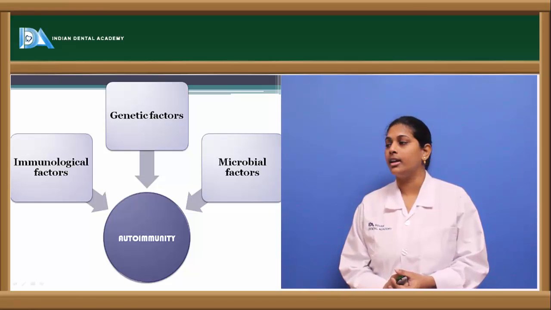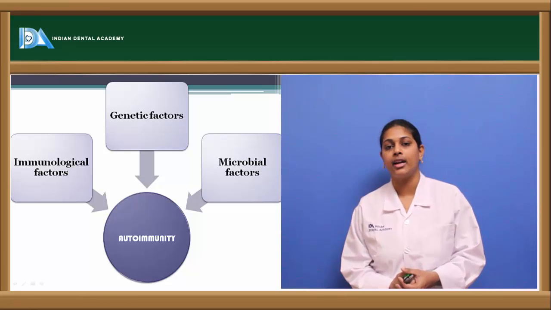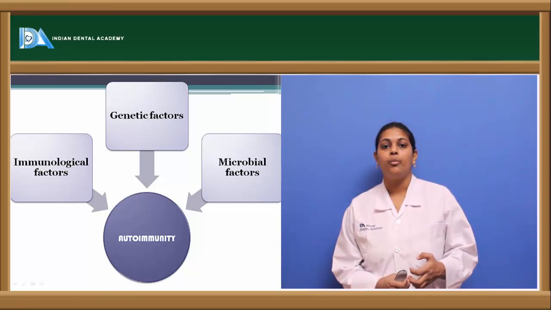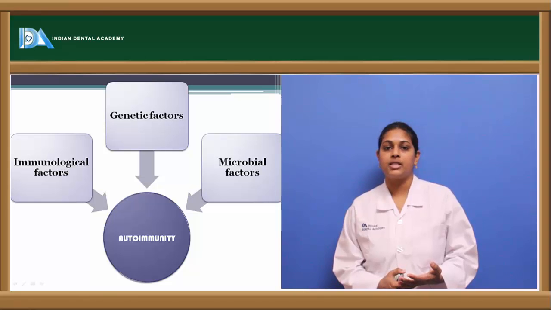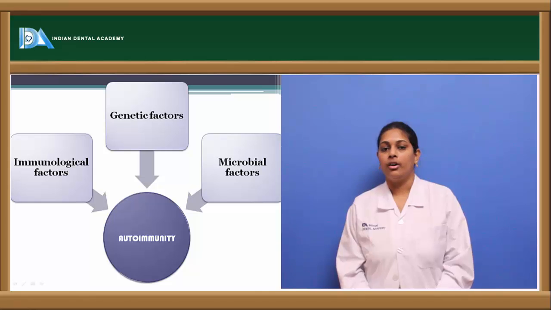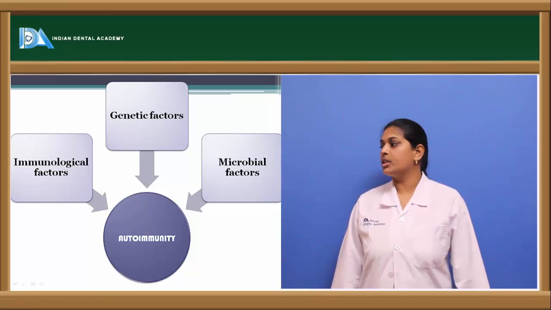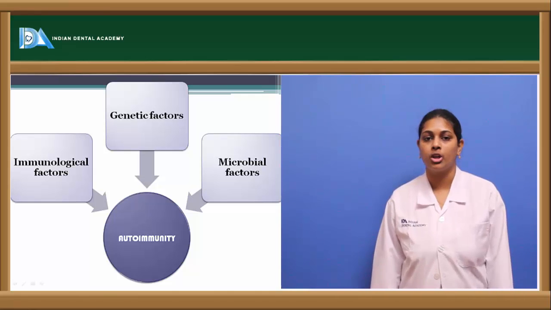This is what we see in cases of immunological factors. Other than that, we also see that there is a decrease in the T suppressor cell population and an increase in the T helper cell population, which usually help and regulate the further activity of the immune cells and suppress the unwanted cells. This is what happens in autoimmunity in case of immunological factors.